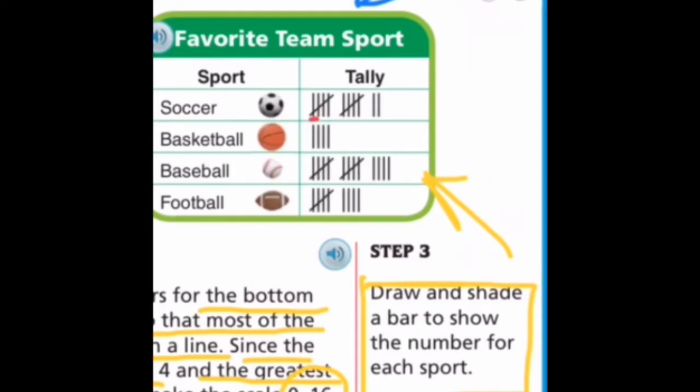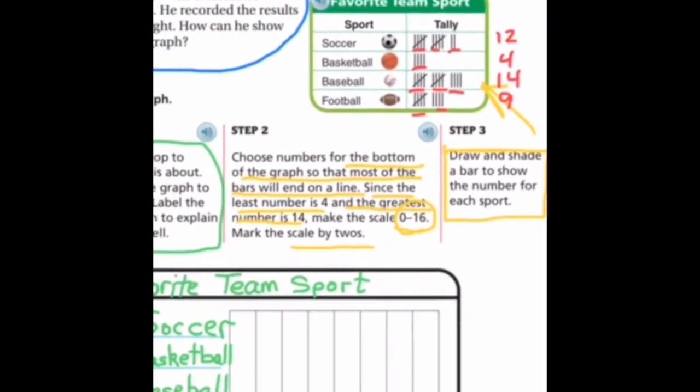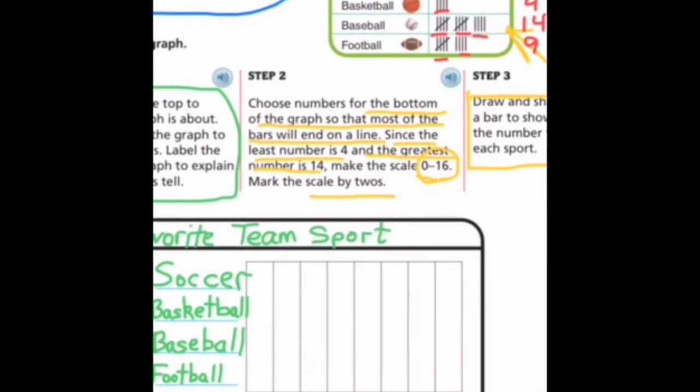I'm going to count each sport and write the tallies that I need. So soccer is 5 and 10 plus 2 more is 12. Basketball is 1, 2, 3, 4. Really? 4? Oh, come on. Baseball is 5, 10 plus 4 more is 14. And football is 5 plus 4, that's 9. Oh, my 2 favorite sports got the least votes. Oh, well. Now I can go back over here and make my bar graph.